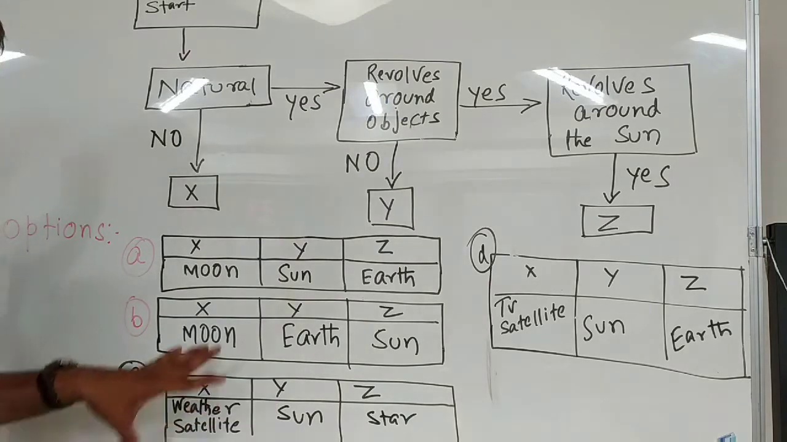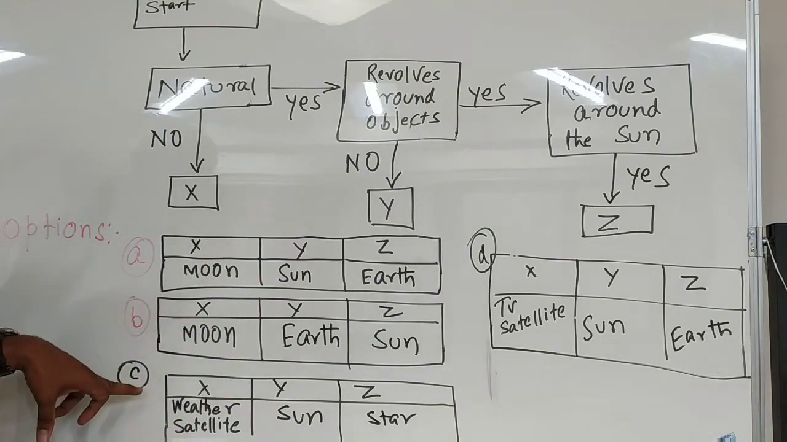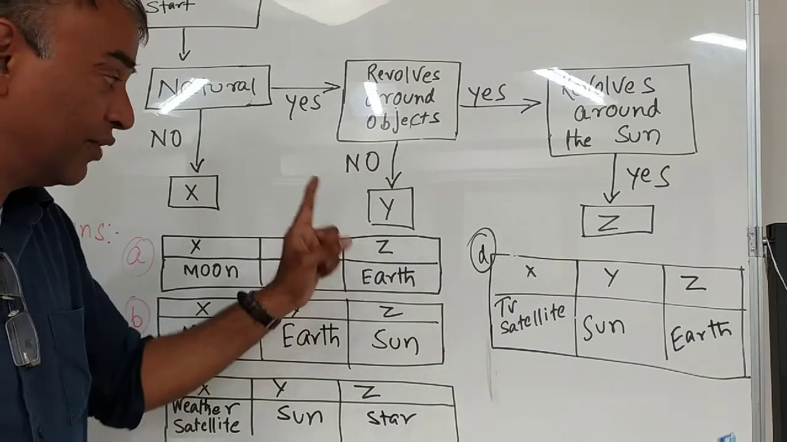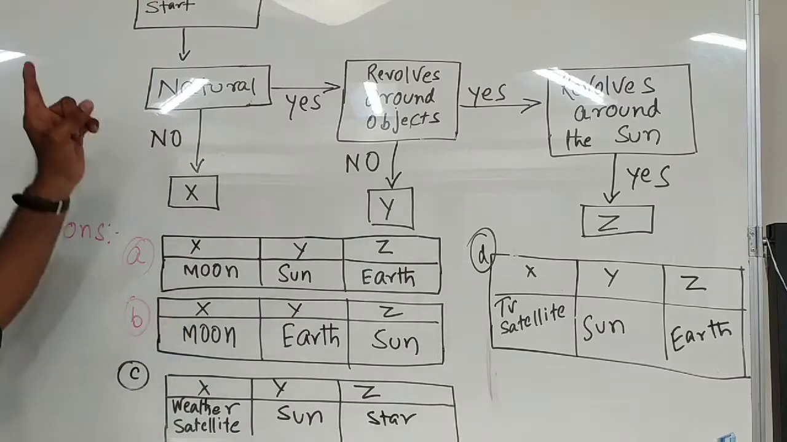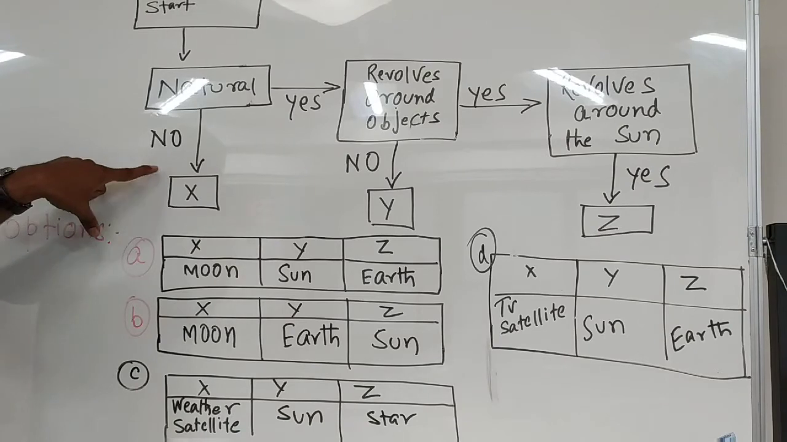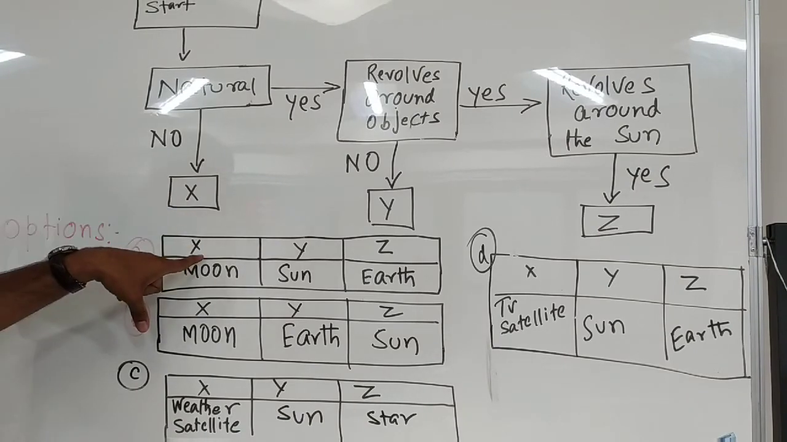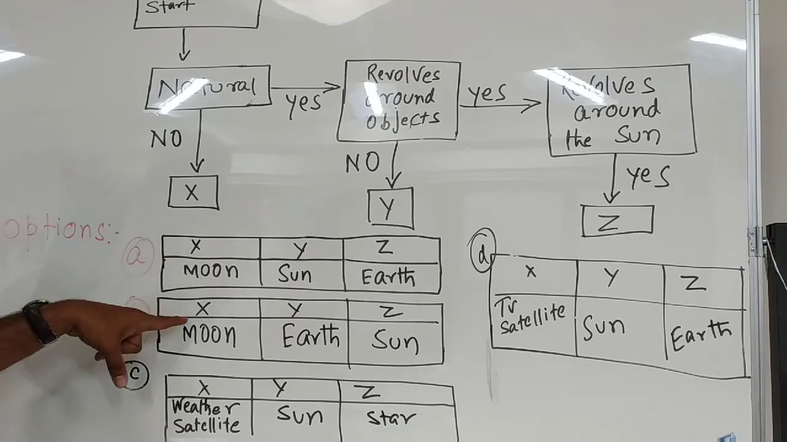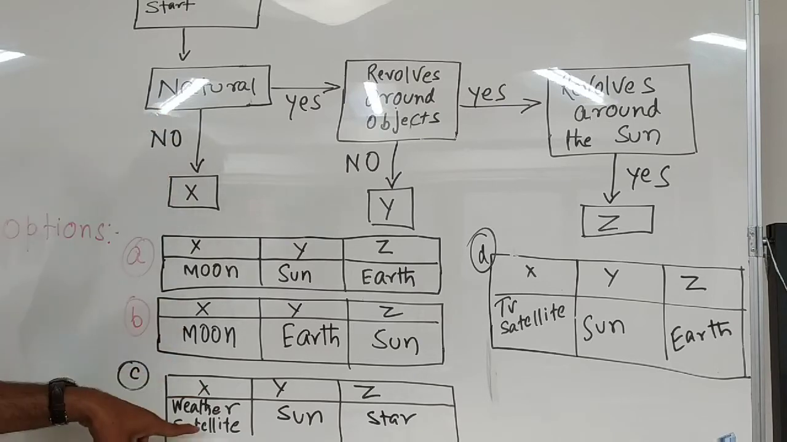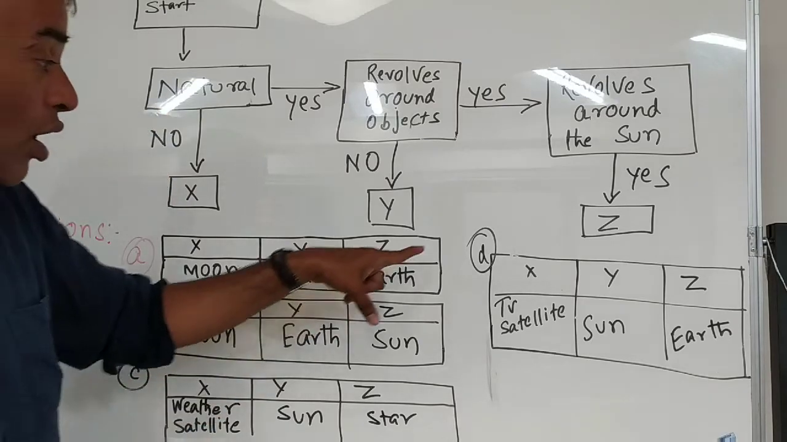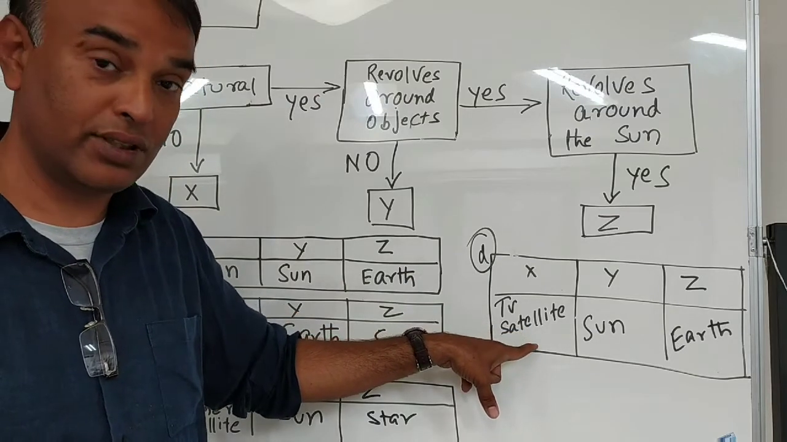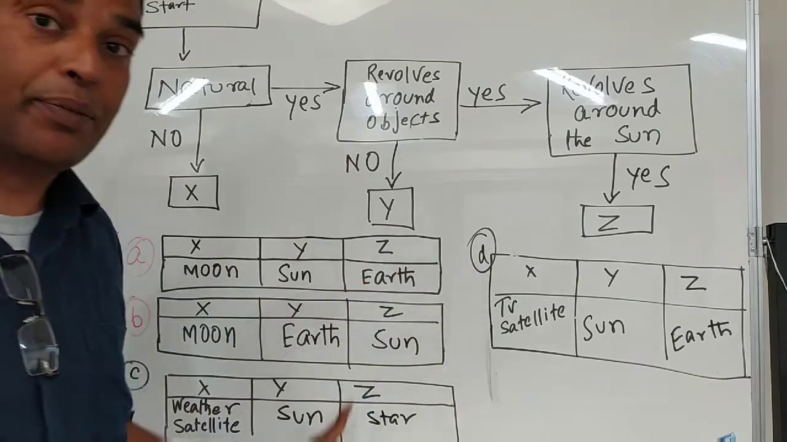And then after that, I have given 4 options. Option A, option B, option C and option D. So let's check in this condition which option suits the best. We start from here. Is it natural? No. So the answer is X. What is X? In option A, X is moon. Option B, X is moon. Option C, weather satellite, which is not natural, so this may be an answer. Option D also says that X may be a TV satellite, television satellite. So this may be an answer. So C and D are our best possible answers.